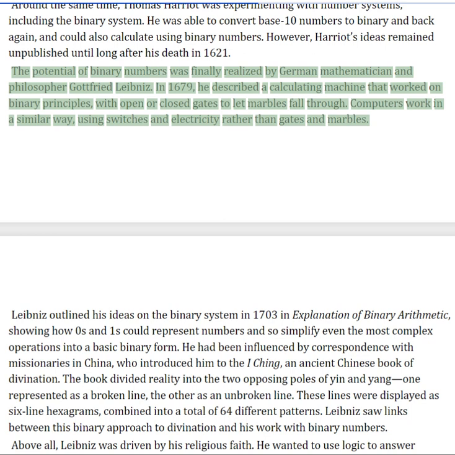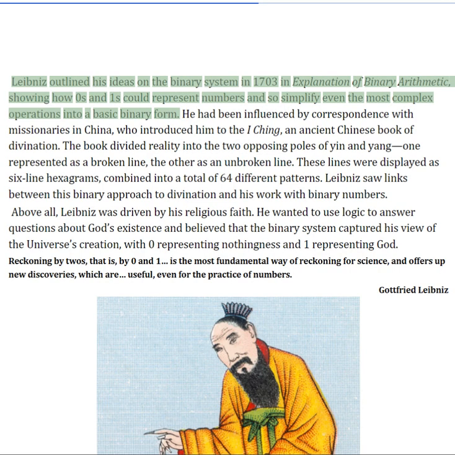The potential of binary numbers was finally realized by German mathematician and philosopher Gottfried Leibniz. In 1679, he described a calculating machine that worked on binary principles, with open or closed gates to let marbles fall through. Computers work in a similar way, using switches and electricity rather than gates and marbles. Leibniz outlined his ideas on the binary system in 1703 in Explanation of Binary Arithmetic, showing how zeros and ones could represent numbers and so simplify even the most complex operations into a basic binary form.